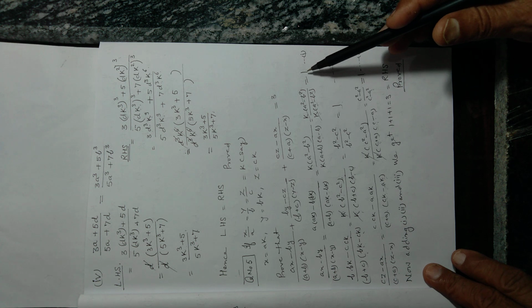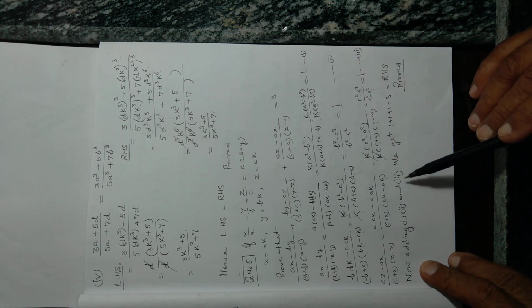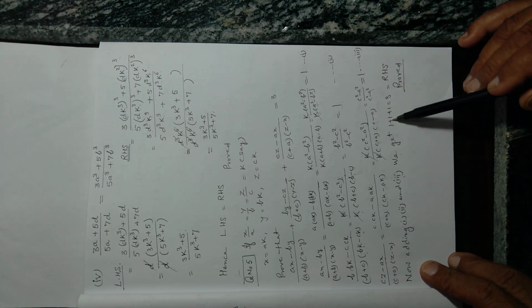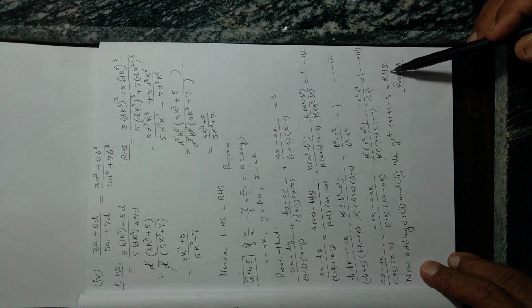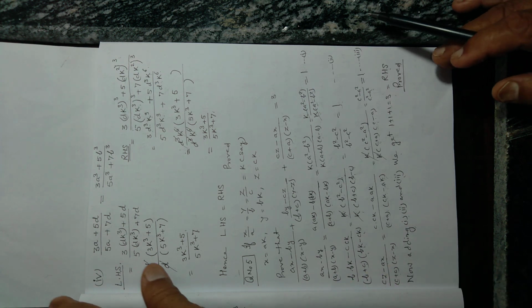So on adding first, second, third, we get 1 plus 1 plus 1, that is equal to 3, that is equal to the right hand side. So it is proved. Now proceed to question number 6.